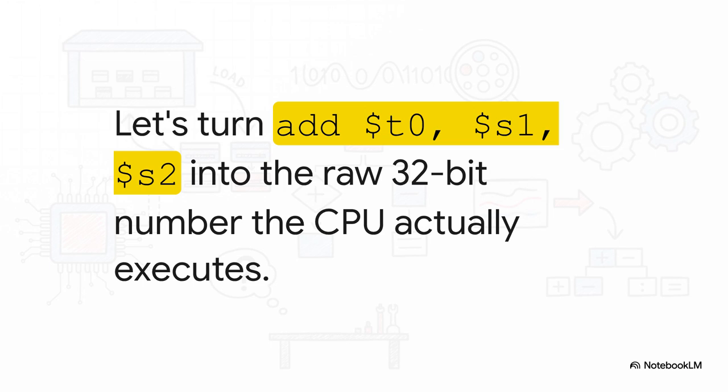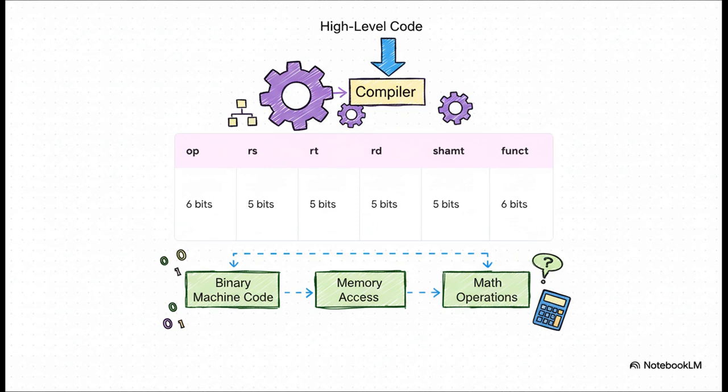So let's do it. Let's take an instruction we're already familiar with, add $t0, $s1, $s2, and let's do the final translation ourselves. We are going to turn this line of text into the raw 32-bit number that the processor actually understands and executes. Now, to do this, we need a blueprint, a kind of decoder ring. For this particular type of instruction, the MIPS architecture uses what's called the R format. It's basically just a template that says how to chop up a 32-bit number into a bunch of smaller fields. And each little piece of our text instruction, the operation itself, the source registers, the destination register, each one has a perfectly assigned slot in this blueprint.